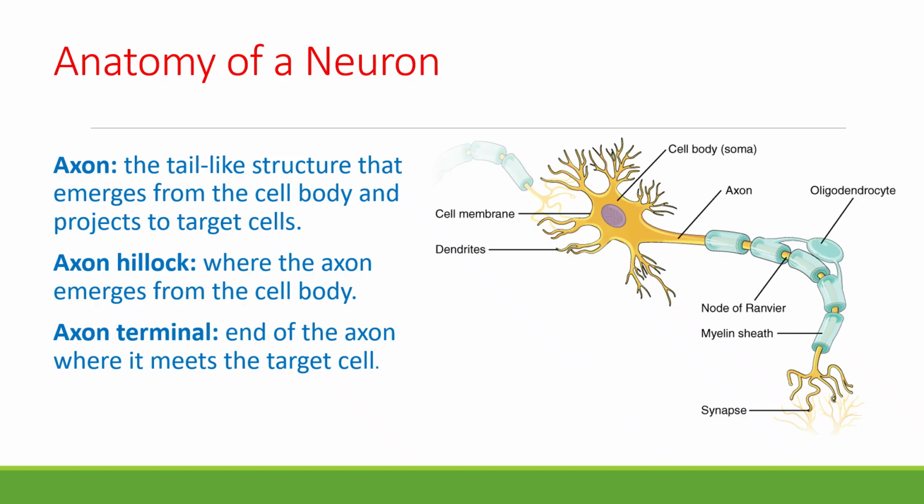The axon hillock is the enlarged funnel-shaped space where the axon emerges from the cell body, and the axon terminal is on the other end, and that's where the axon meets the next cell in the series.